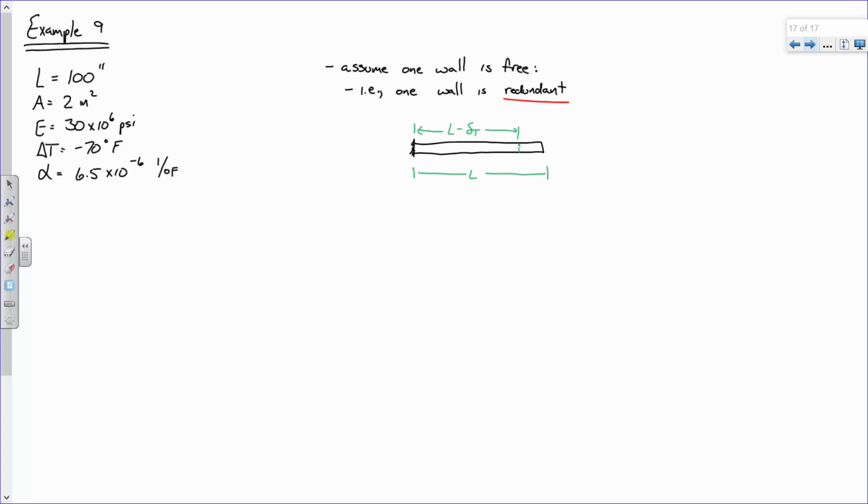Is everybody okay with that? So that little bit that it gets shorter, that's delta T. Are we with me on that? Now, help me out. How do I determine delta T? How do I determine that?